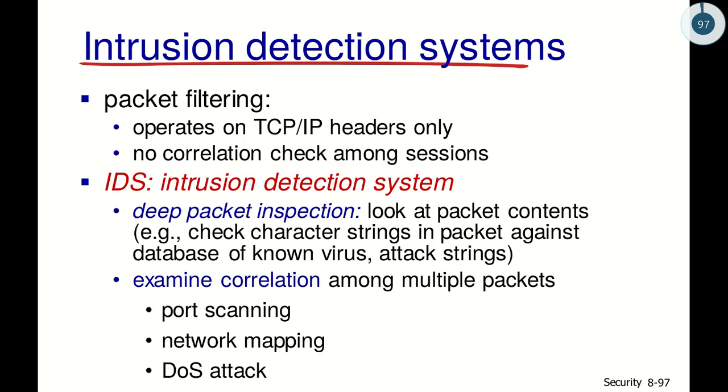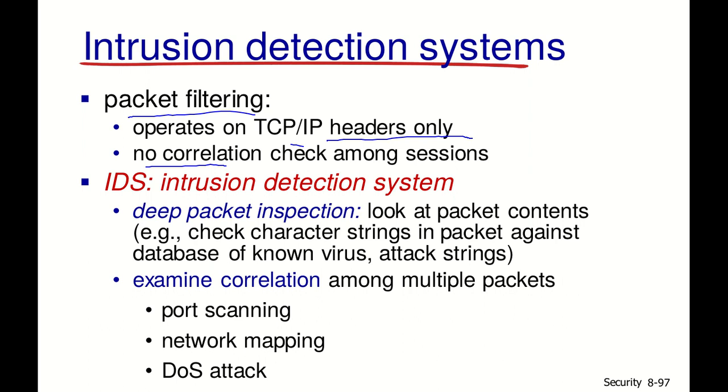Now we will briefly talk about the IDS, or intrusion detection systems. Reviewing back to the packet filtering firewall, it only operates on the TCP/IP headers. It cannot really go into the content of the packet itself, or the payloads. Specifically for the stateless packet filtering, there is no correlation among the packets, and even with the stateful, it only correlates among different packets, but not across different stations.